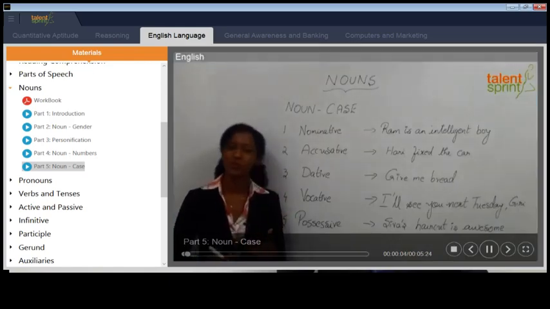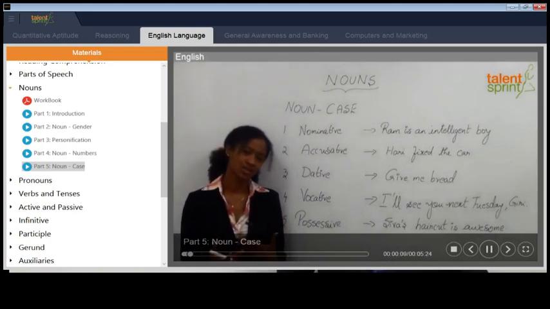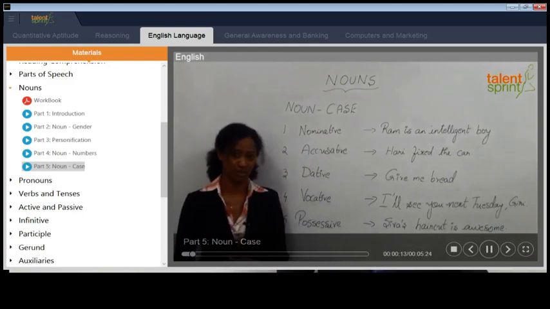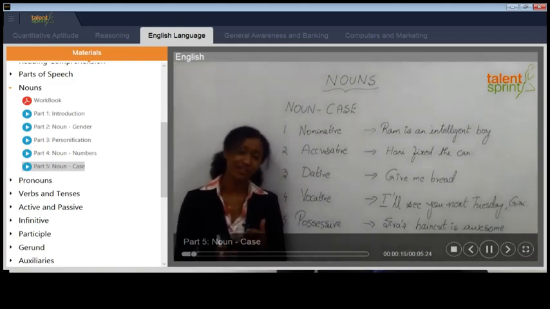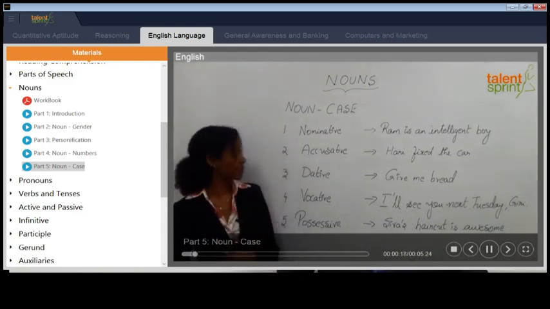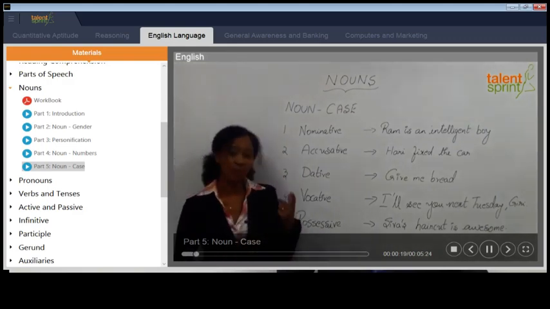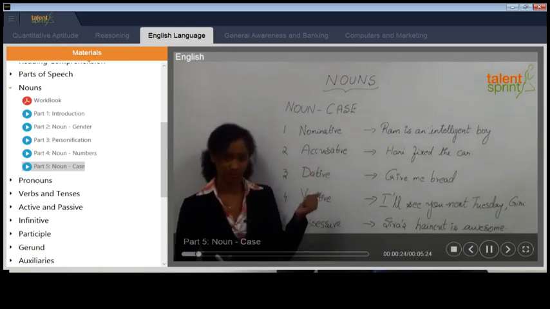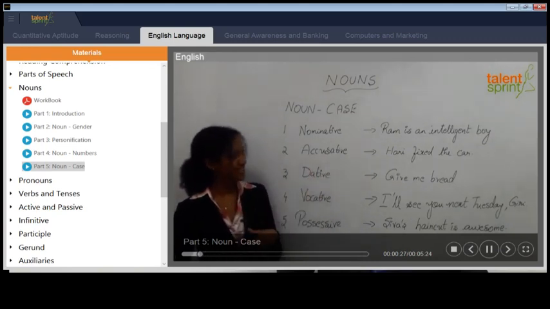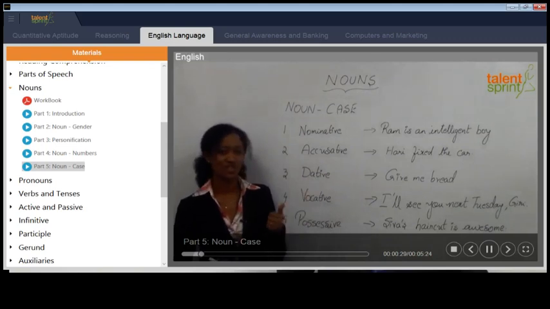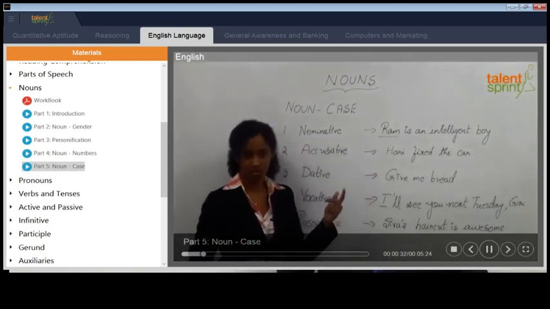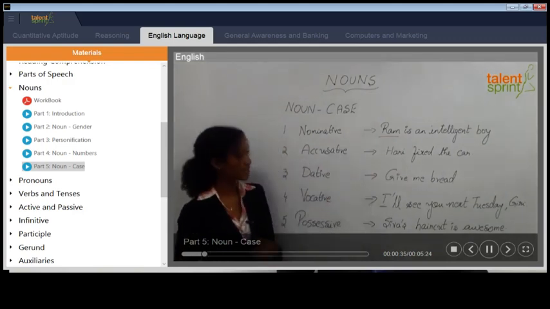Noun case. That's what we're going to take a look at. The relationship of a noun to other words in the sentence, whether it changes its form or without changing its form, is called the case of a noun. In the English language, there are generally 5 cases. Let's take a look at them. The nominative case is where the noun is the subject of the verb. In this example, Ram is an intelligent boy. The noun is the subject of the verb is.